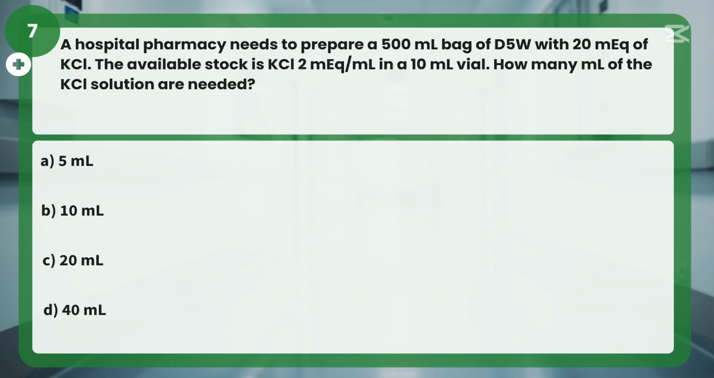Question 7. A hospital pharmacy needs to prepare a 500 ml bag of D5W with 20 milliequivalent of KCl. The available stock is KCl 2 milliequivalent/ml in a 10 ml vial. How many ml of the KCl solution are needed? A. 5 milliliters. B. 10 milliliters. C. 20 milliliters. D. 40 milliliters.